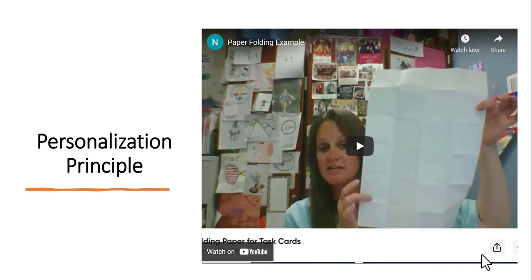So here's a video that I took. I needed my students to be able to fold this piece of paper a certain way. So I used Flipgrid, I took a short video of it, and then I shared it with the substitute. I was personalizing for my sub so that they had access to things that we use in class, and it was also for my students so that I was still there even though I wasn't there.